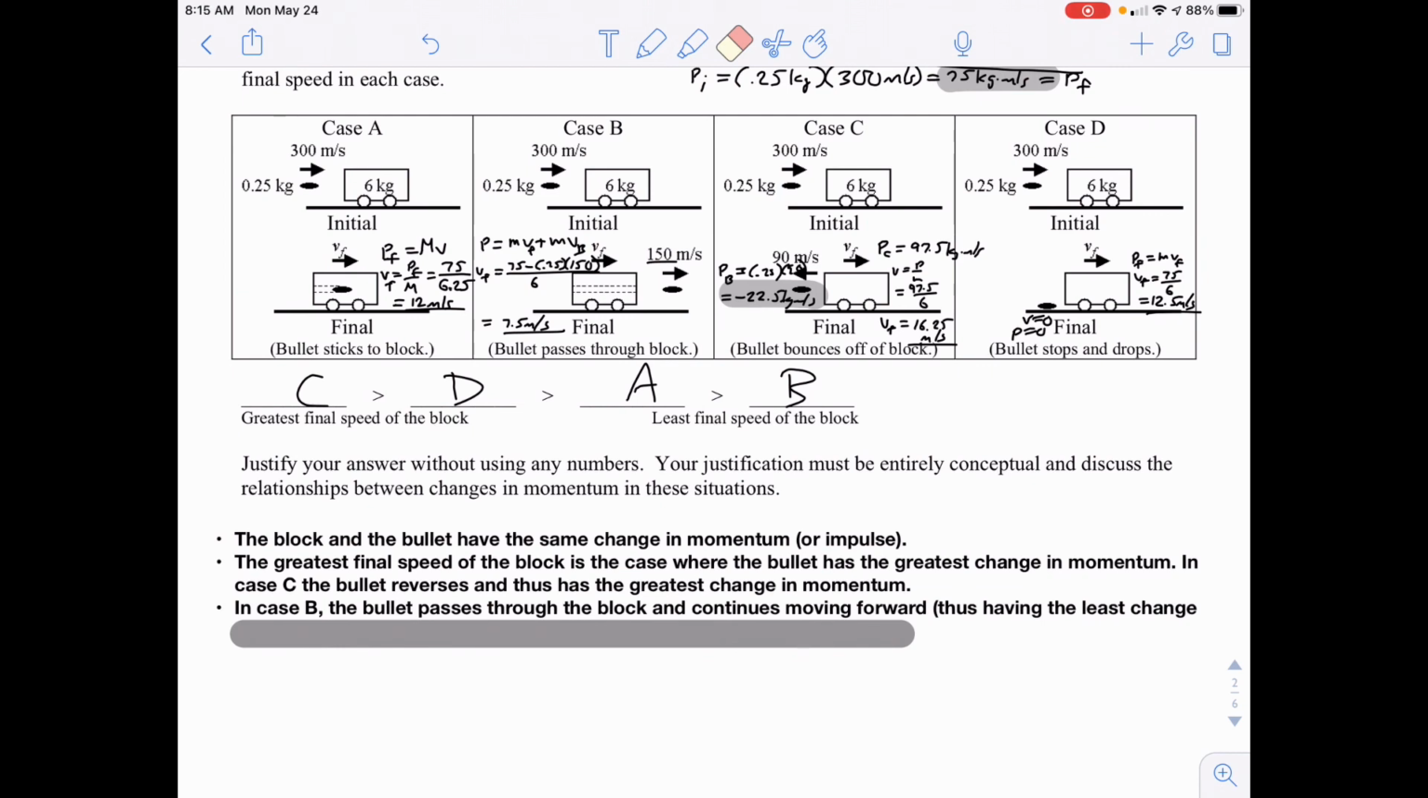By contrast, in case B, the bullet passes all the way through, the speed cuts in half, which means the momentum cuts in half from 75 to probably 37.5. My math's a little off. But because the momentum change of the bullet is the smallest in case B, the block's final speed will also be the smallest. So the final speed of one object corresponds to the change in momentum of the other object, if that makes sense.